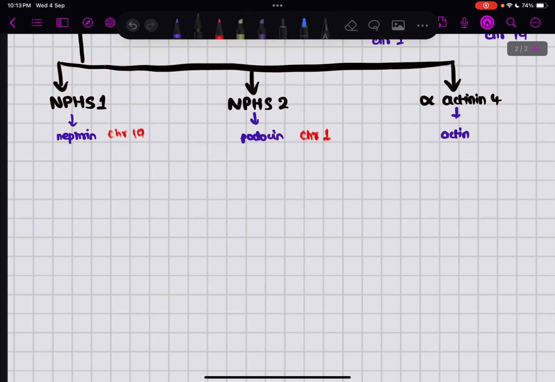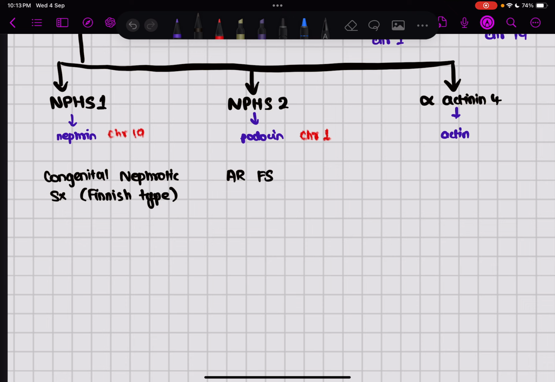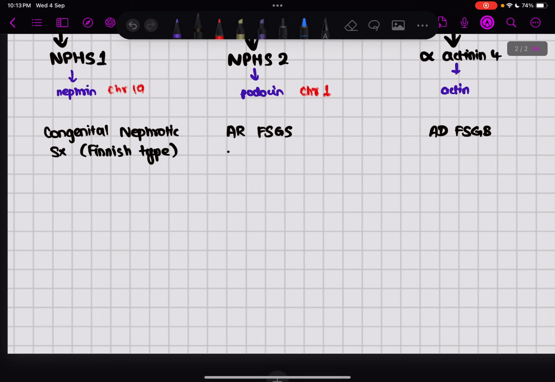NPHS1 defect causes congenital nephrotic syndrome, Finnish type. NPHS2 defect produces autosomal recessive focal segmental glomerulosclerosis, whereas alpha-actinin 4 defect produces autosomal dominant focal segmental glomerulosclerosis. NPHS2 gene defect also causes steroid resistant nephrotic syndrome.